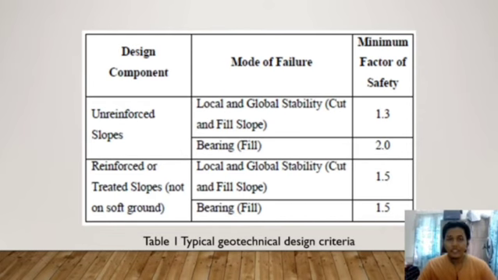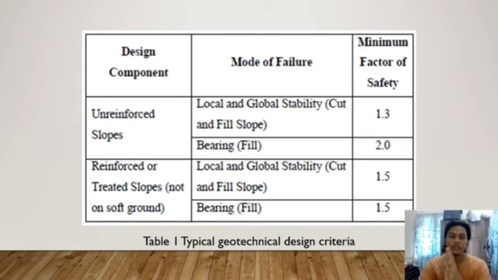Yes, there you are, the Table 1 that I mentioned earlier. This is Table 1. It shows the typical geotechnical design criteria. As you can see in the table, there are 2 design components: the first one is unreinforced slope and the second one is reinforced or treated slopes, but not on soft ground.